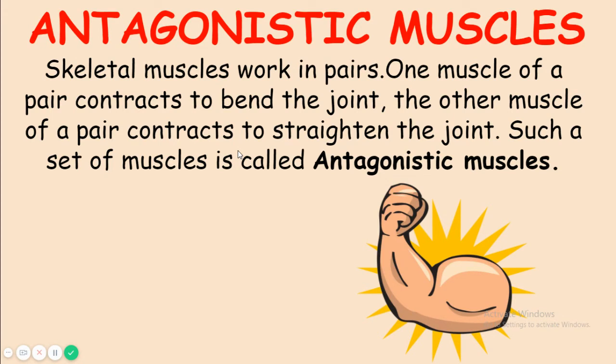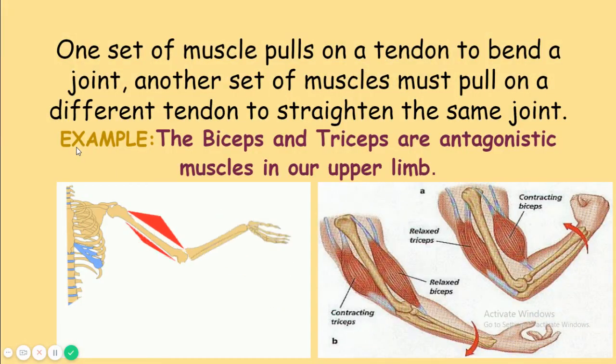So the skeletal muscles usually work in pairs. And antagonistic muscles are those muscles that work in counteraction to each other. One muscle of a pair contracts to bend the joint and the other muscle of a pair contracts to straighten the joint. Such a set of muscles is called antagonistic muscles. Okay. So here is an example of antagonistic muscles. The best and easiest example is the bicep and tricep muscles, which are antagonistic to each other.